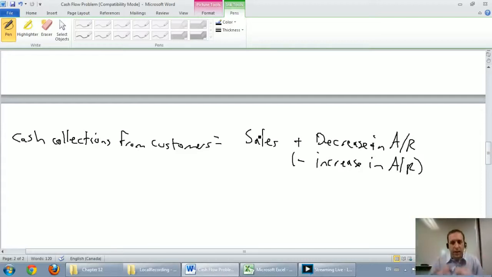Again, if I get more money from my customers, that means my accounts receivable is going down. If I get less money, my accounts receivable is going up. It means I'm not collecting my AR. So if AR increases, that's bad for my money. If AR goes down, it means I'm collecting money. So it's good for my cash. So again, you shouldn't have to put minus increase in AR. As soon as you put sales plus decrease in AR, the minus increase in AR should be obvious, right? It's just do the opposite if you have an increase.